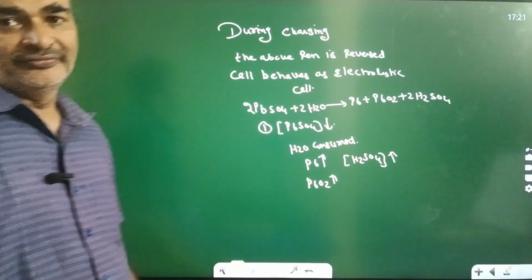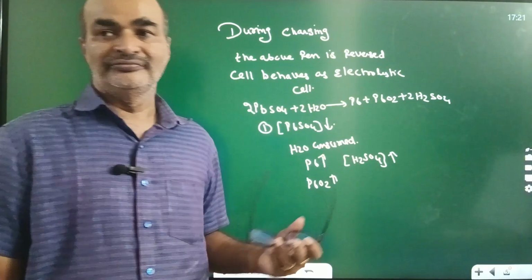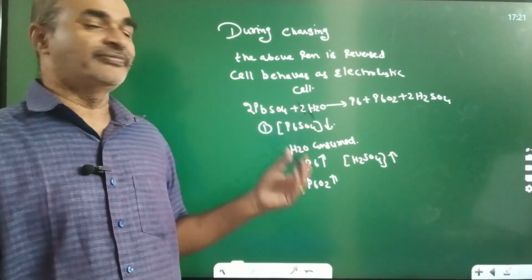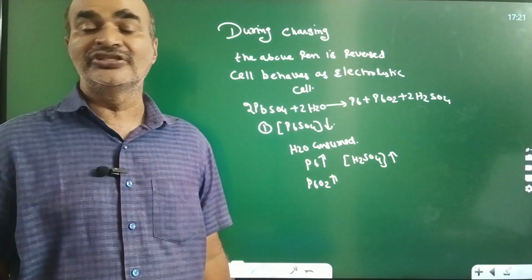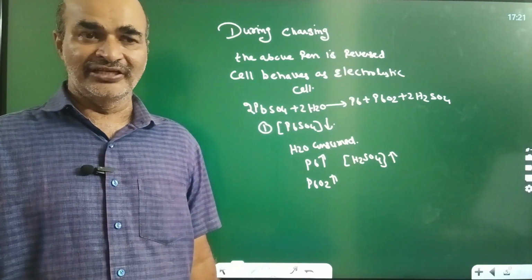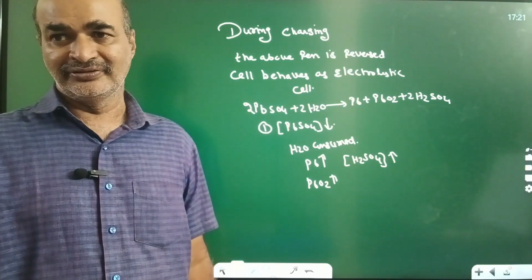Okay, this reaction takes place when the lead storage battery undergoes charging. When charging, electricity is supplied.